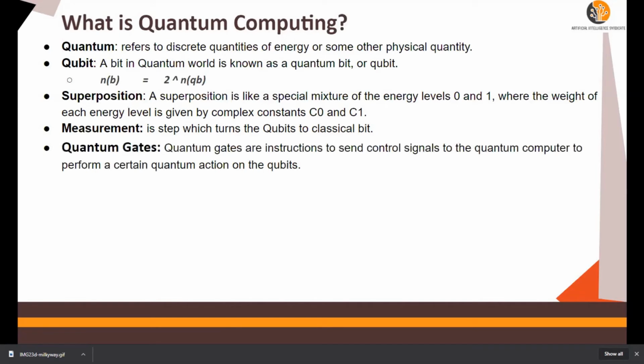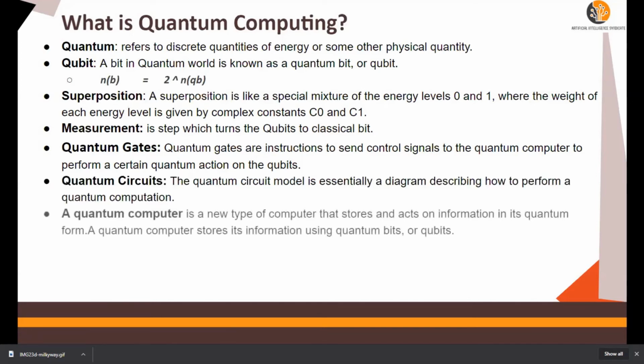Quantum gates are instructions to send control signals to the quantum computer to perform certain actions utilizing qubits. So quantum gates, in the previous diagram you saw the boxes, those were the gates, and those are logical control signals, instructions to perform certain actions. A quantum circuit is the model, which is a diagram you saw earlier on how to perform a quantum computation. And a quantum computer is a computer which stores and acts on the information based on the quantum circuit.